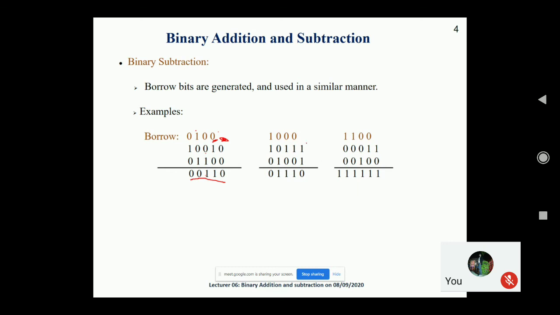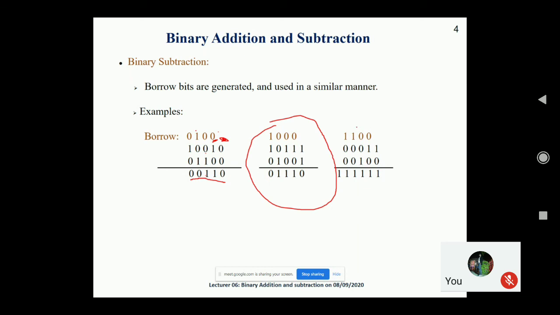Same thing here in this particular example. 1 minus 1 is 0, so no borrow is generated. 1 minus 0 is 1, no borrow is generated. 1 minus 0 is 1, no borrow is generated. 0 minus 1 means 1, and a borrow is now generated. So 1 minus 1 equals 0.